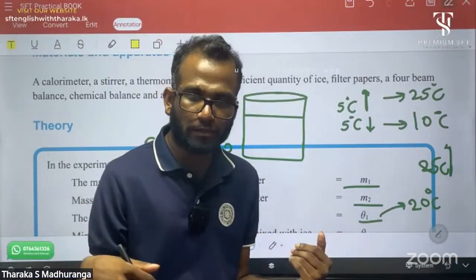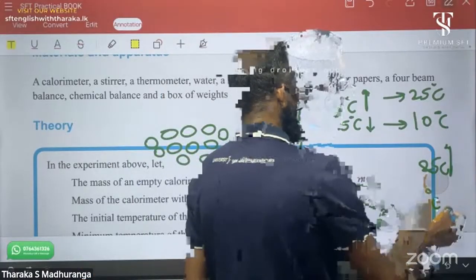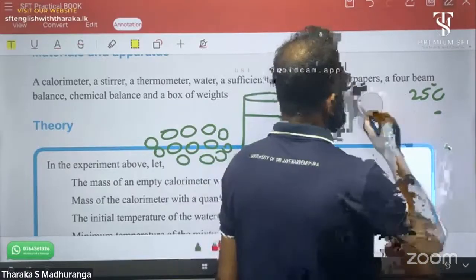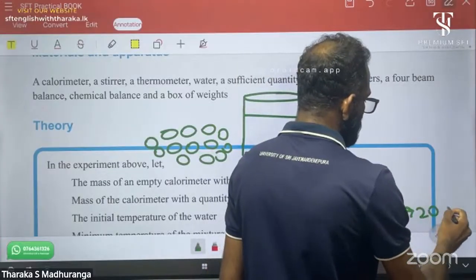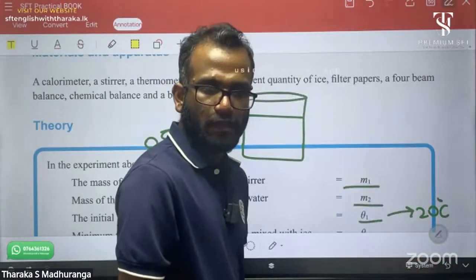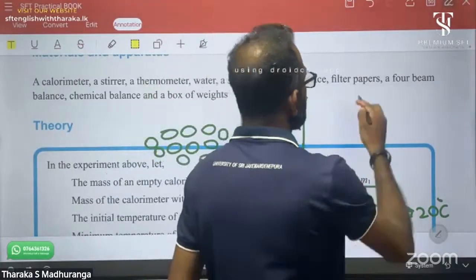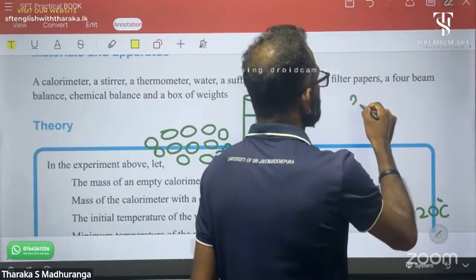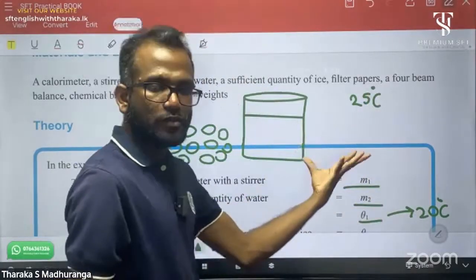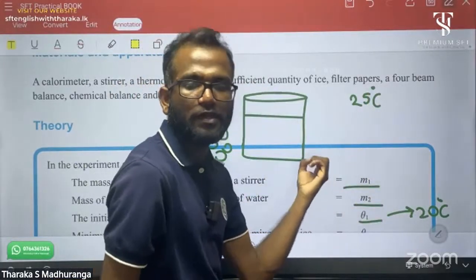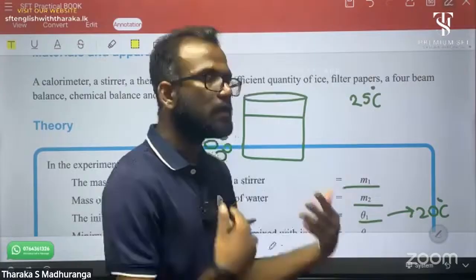Then what we do is this. Now think, first we measure the initial temperature. Think it was 20 Celsius, right? Before adding ice, we increase the temperature up to 25 Celsius. Then what happened? Some amount of heat is released to the environment. We can't avoid it; heat is released.